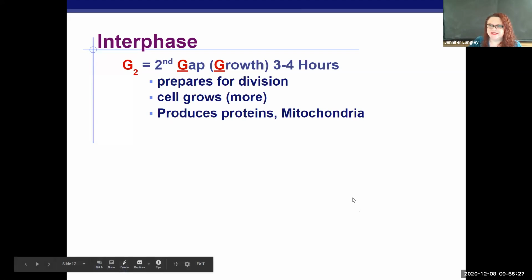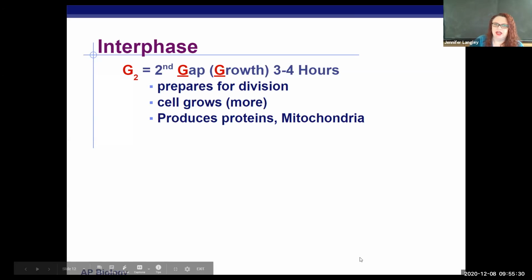We produce more proteins and more mitochondria. Why would it be important to make more mitochondria? Yeah, it gives us more energy. So it also means that when I divide the cell, both new cells, when I pull them apart, are going to get enough mitochondria to make enough ATP for the cell to survive.